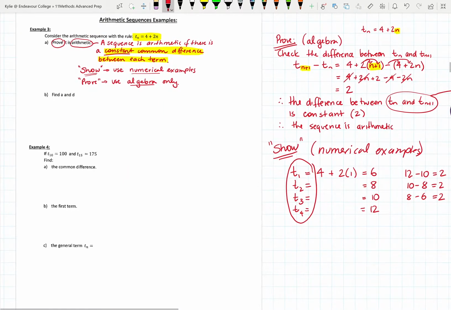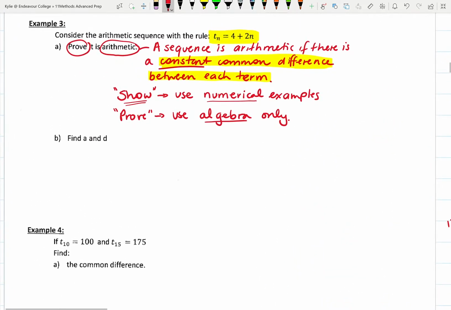So once we've shown that it's, or proven that it's arithmetic, we can find A and D. So A is T1, which is 4 plus 2 lots of 1, which we've just calculated before. And D, we've arrived at D in both our proof and our show, so D equals 2.